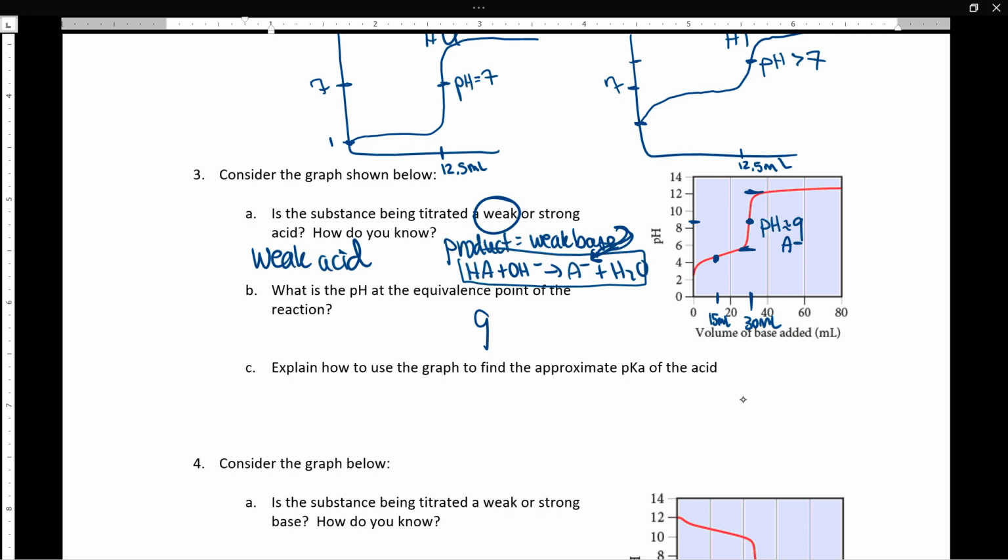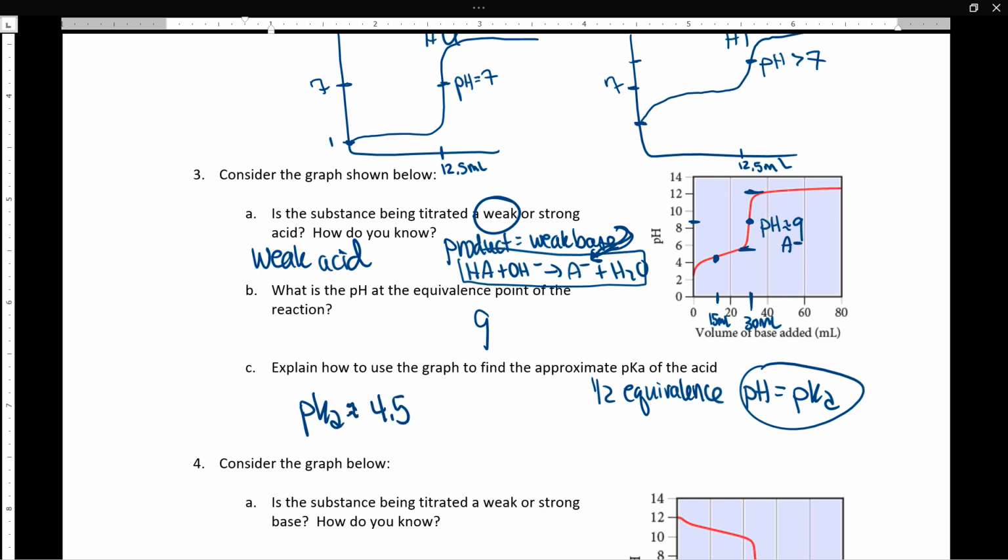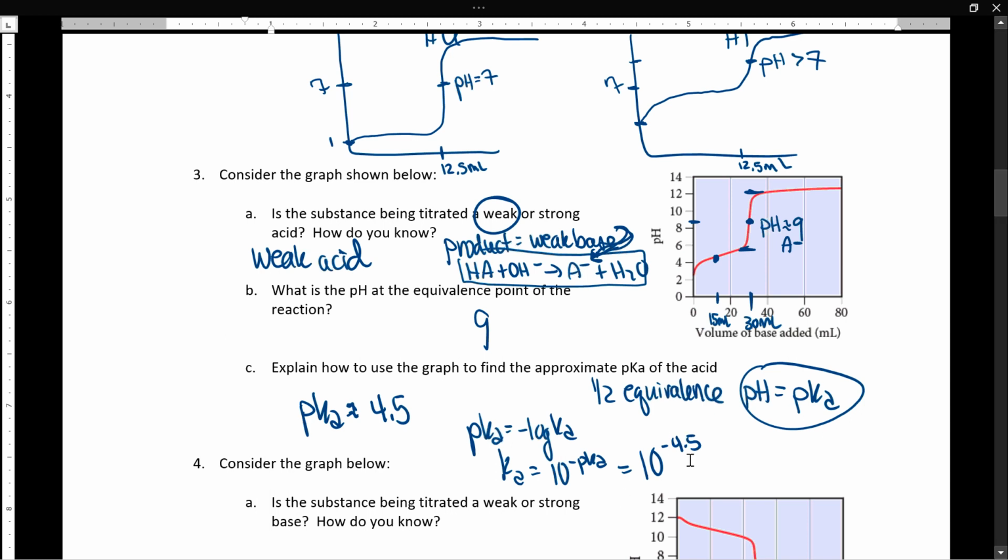At the half equivalence point, so halfway to equivalence, the pH is equal to the pKa of the acid that you are titrating. So I'm going to estimate that maybe the pKa is around 4.5. Or maybe you said 5. We're estimating, so somewhere around 4.5 to 5, maybe. It seems to be your pKa. And your pKa is the negative log of the Ka. So the Ka is 10 to the minus pKa. That means the Ka of this acid would be 10 to the negative 4.5, which kind of confirms what we were thinking about it being a weak acid.